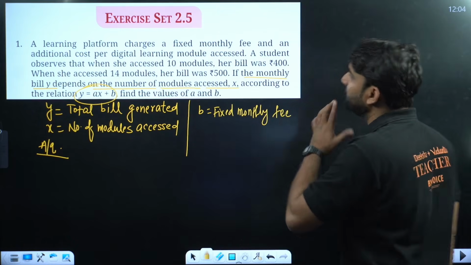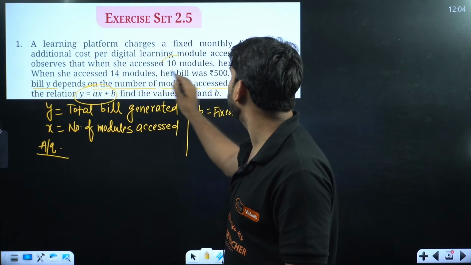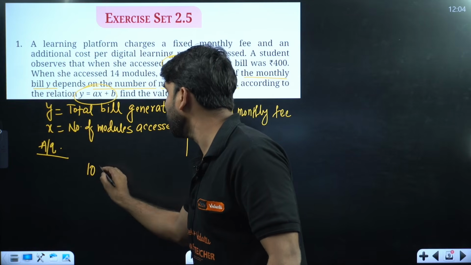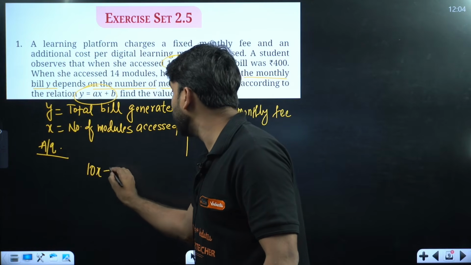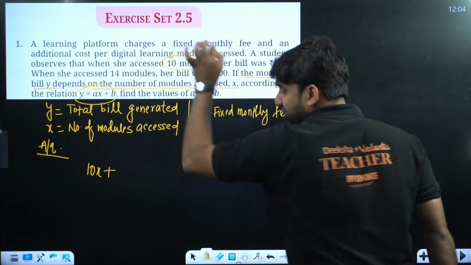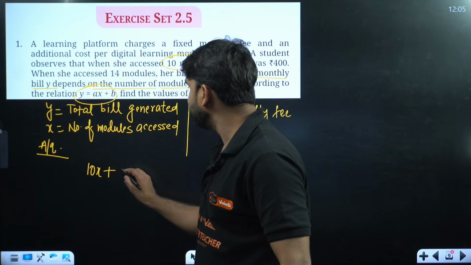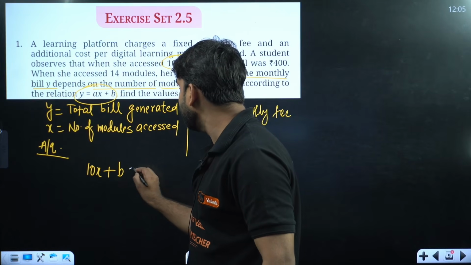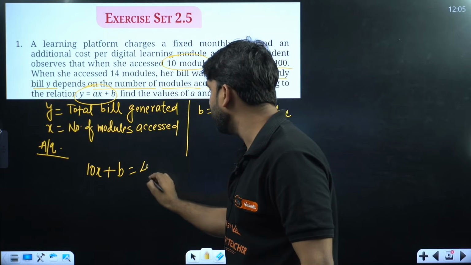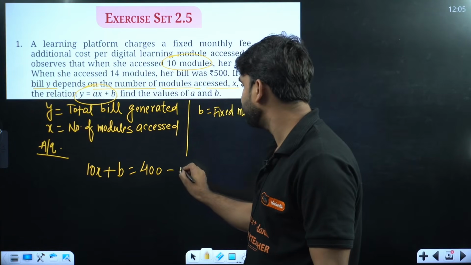So the first bill was rupees 400. How many modules did she use? 10 modules, so we write 10, and the number of modules we are taking X. So 10X plus the monthly fixed charge, for which we have already taken b. So 10X plus b is equal to Y, the total bill, which was 400. The first equation is done.